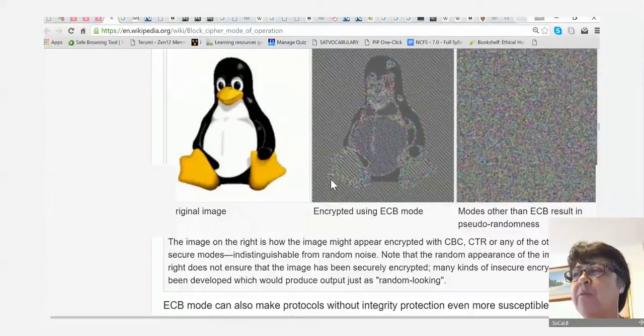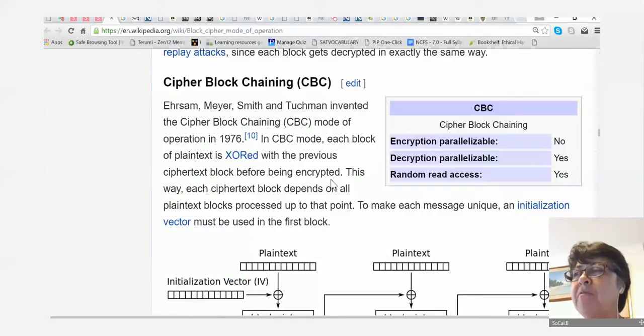There is something called cipher block chaining. Recently it has gained some notoriety from attackers, because they say, look, I can break this thing. Cipher block chaining works this way.